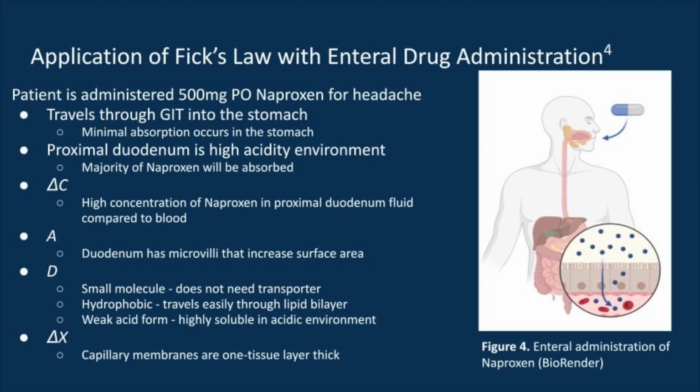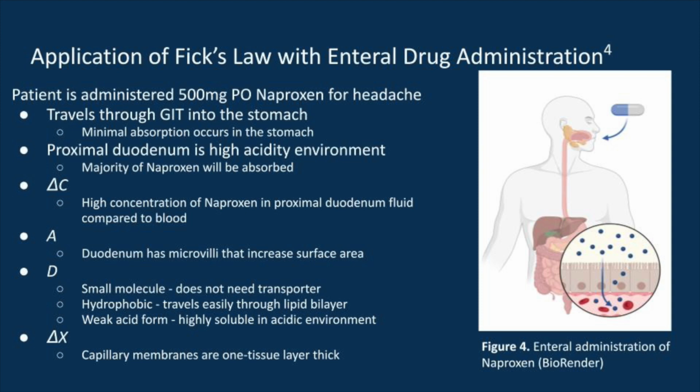So to begin, when looking at the rate of diffusion of naproxen, we'll start with delta C, the concentration gradient. Given that there was no naproxen circulating in the blood of this patient prior, the concentration gradient is pretty stark as there is a high concentration of naproxen in the proximal duodenum fluid compared to the blood. When looking at the surface area, variable A, the duodenum has microvilli that increase surface area by allowing for maximum transfer of the drug across the lumen.